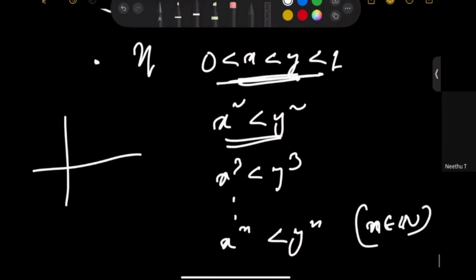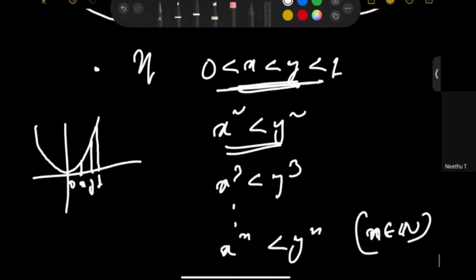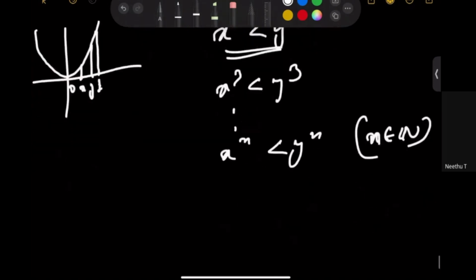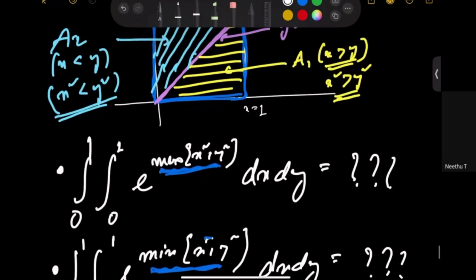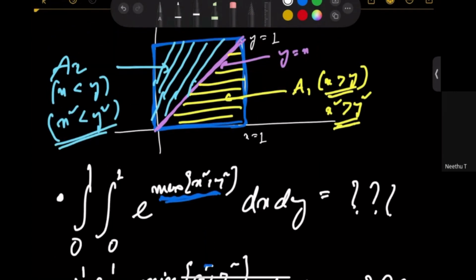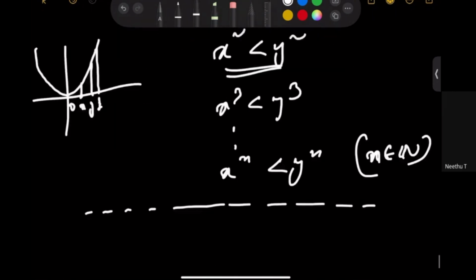The easiest way, if you forget it, is to just look at the square function. Suppose this is 1, from 0 to 1. If x is less than y, then x squared is less than y squared, right? The cubic function, all these things work. Now, the max of x squared and y squared. In this region A1, x squared is greater than y squared because x is greater than y. So I think you get the idea about how to solve this problem.